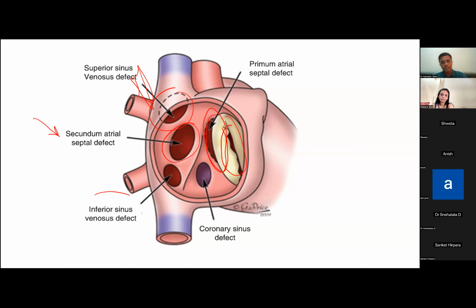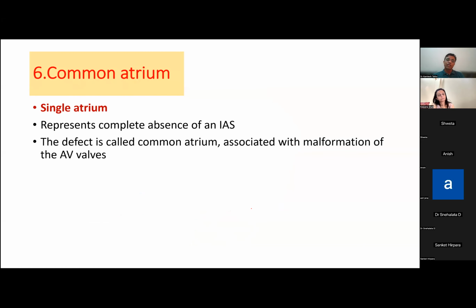And if it is near to the inferior vena cava, it is called IVC type. And then last, what we describe is coronary sinus ASD. The sixth one actually is not coming under the heading of ASD, but sometimes it is just called common atrium, where there is no septum. There is no development of septum at all, and that is called single atrium.